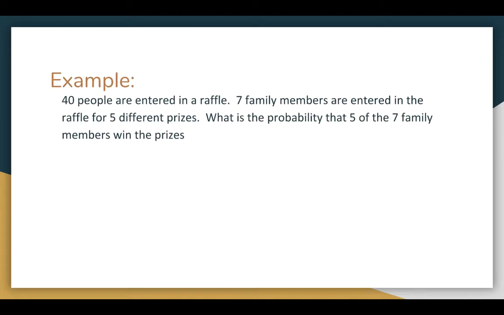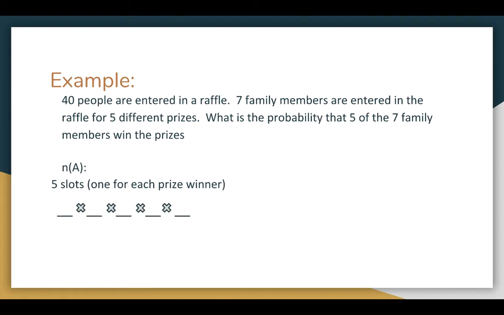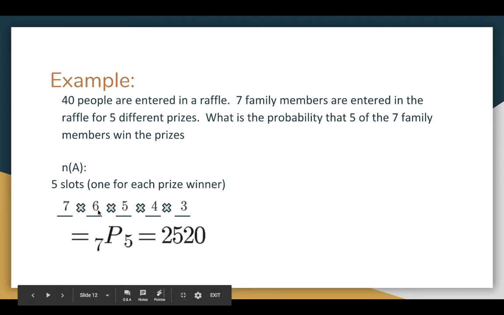Here's an example. So we got 40 people entered in a raffle, 7 family members, for 5 different prizes. So we want to find out what the probability is that all the prizes go to the 7 family members. And so N of A is, you can start with N of S or N of A. So N of A is 5 slots, 1 for each prize winner. So there's 5 decisions to be made, 5 prizes to give out, and we have to give them out to the 7 family members. So you got 7, 6, 5, 4, 3, or 7P5. So 7P5 will calculate it for you, or you can just type that in.